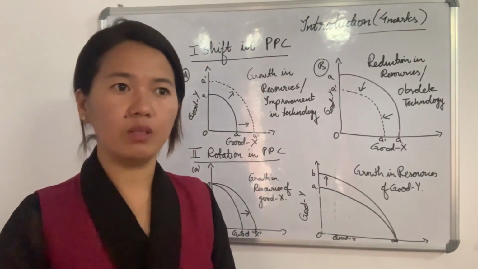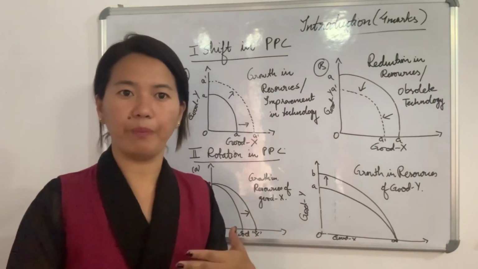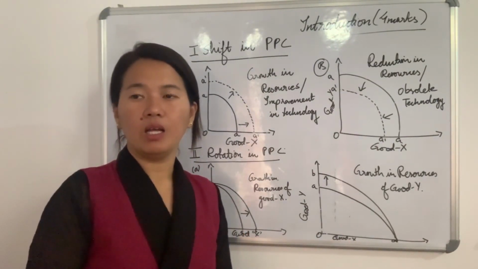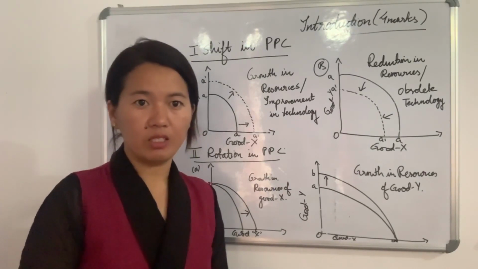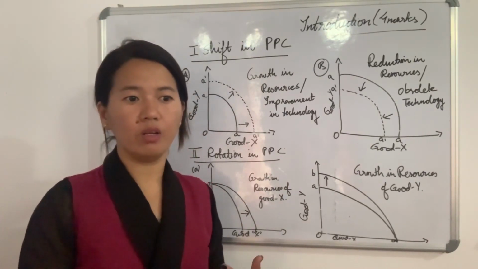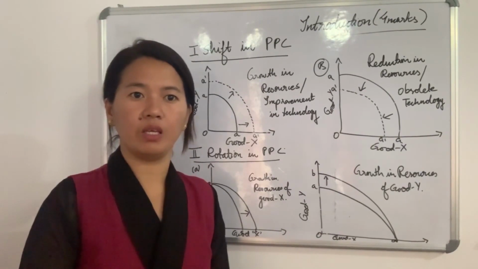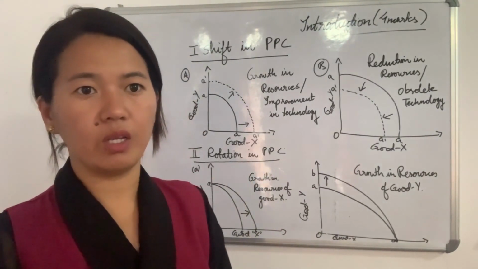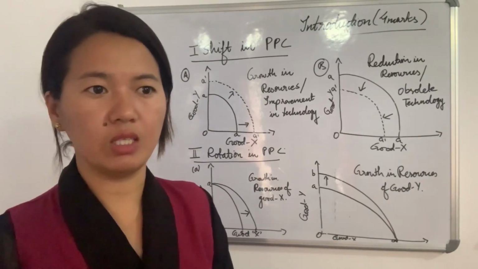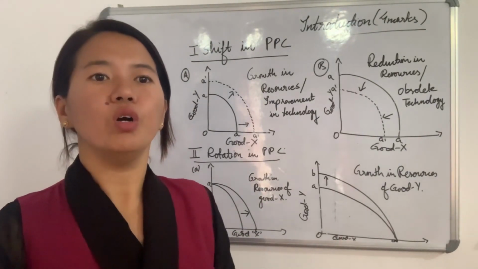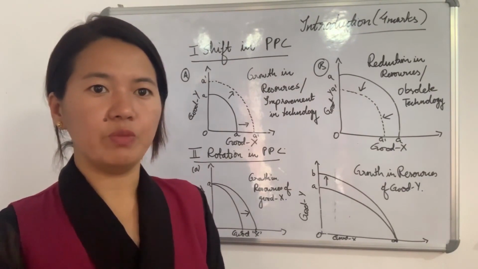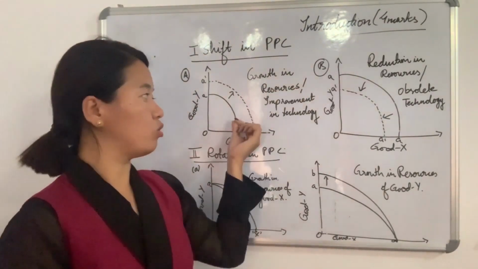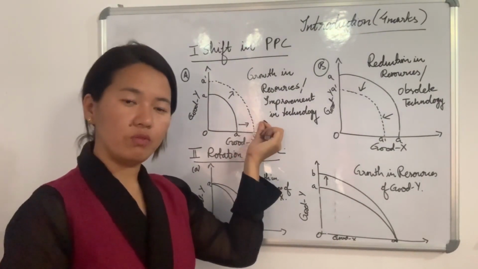And let's take another example. Suppose Prime Minister Modi ji has introduced Save Girl Child and Educate Girl Child. It means that our girl children will be able to get an education and become educated, and in this way they will get more employment opportunities and also they will become more productive, which means that our resources will grow and it will lead to a rightward shift in our PPC.